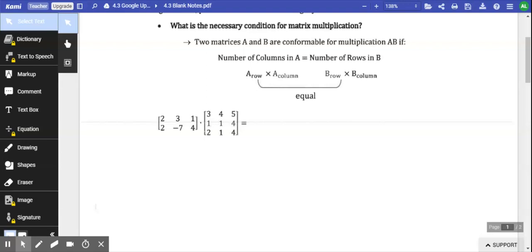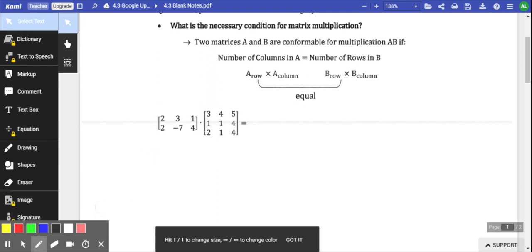Today we're talking about matrix multiplication, and to multiply matrices you have to have the columns in A equal to the rows in B. So here we have a matrix with two rows.